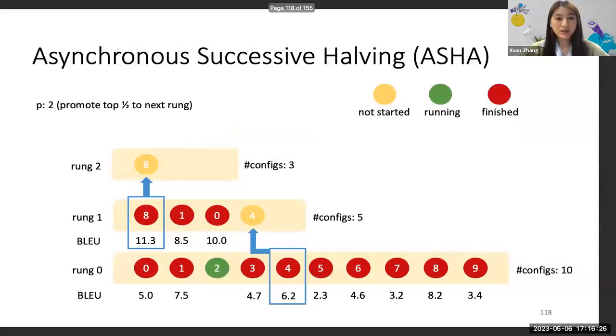Let's assume that after some time, we reach the following states from rung 0 to rung 1, as we've shown before. We can promote configuration 4, and at the same time at rung 1, there are 3 finished jobs. Since 3 is greater than half of 5, we can promote the top 1 configuration from these 3 configurations, which happens to be configuration 8 in this instance.